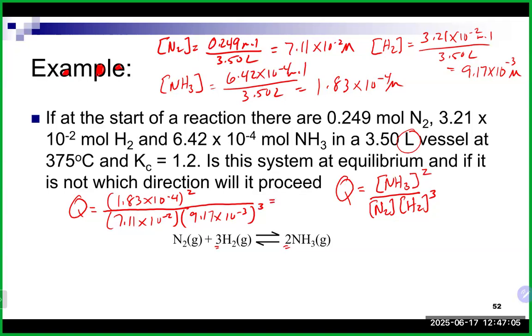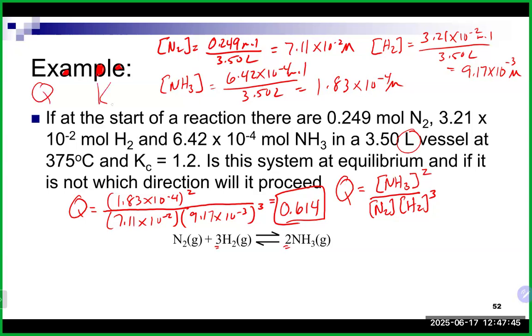Putting those numbers in will get us that squared, 7.11 to the minus 2, and 9.17 to the minus 3, and that's going to be cubed in this case. Looks like we will end up with 0.614 as our Q value. First off, any questions on the calculation? So our Q value here is 0.614.